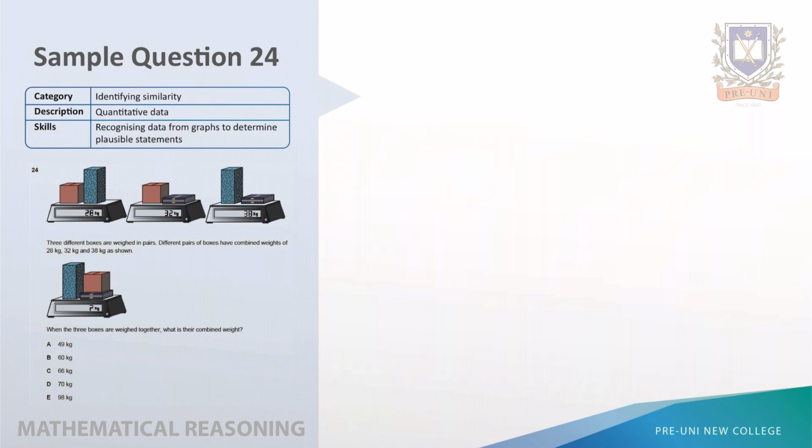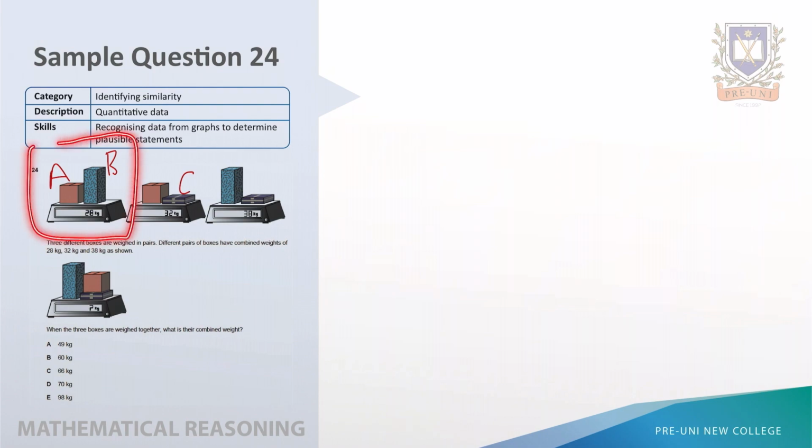So for box A, we can use it to represent the brownish reddish box. For the blue pattern one, we can label as box B. And for the black one, we can label as C. So now that we have given each box a letter, we can create our simultaneous equations.